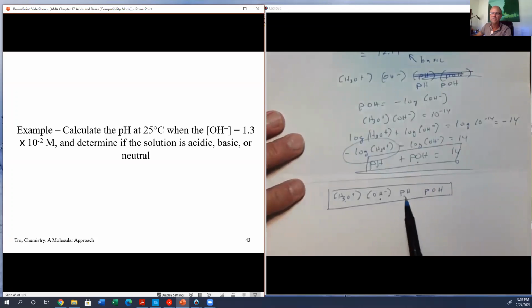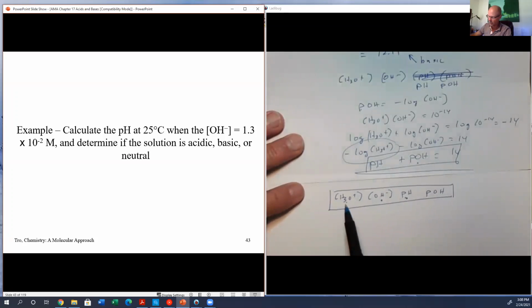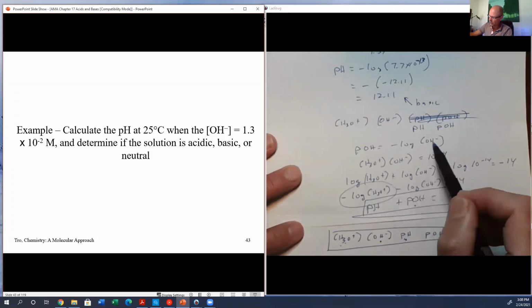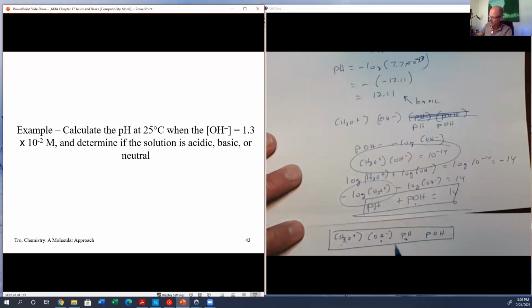So if pH is equal to 5, what's pOH equal to? 7, right? So you can get any one of these. So part of your homework, they'll give you one of these and ask you to calculate the other three, okay? Super straightforward. To get between these two, you're going to use this equation. To get between these two, you're going to use this equation. Okay?